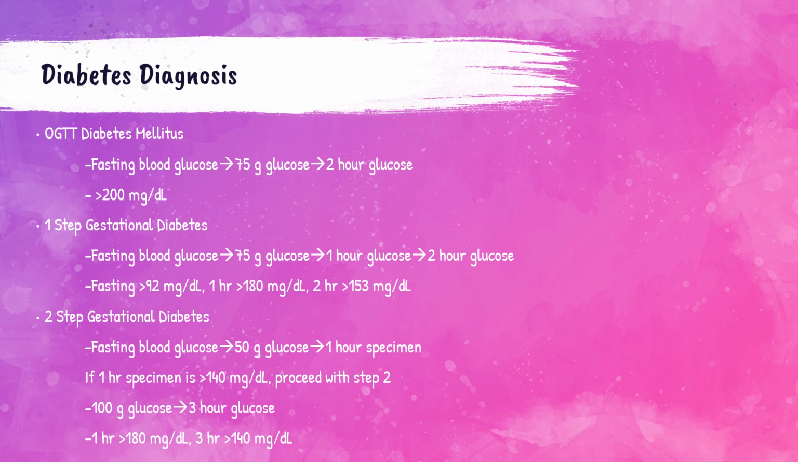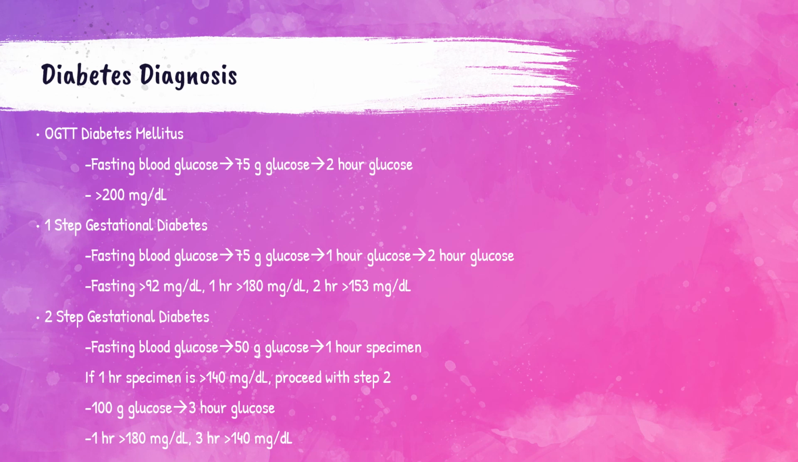There are 1-step gestational diabetes and 2-step gestational diabetes tests. For the 1-step, the patient's fasting blood glucose is taken as a glucose baseline, and they are given a drink that has 75 grams of glucose in it. Then the glucose levels are measured 1 hour and 2 hours after the completion of the drink. In the 1-step test, if fasting blood glucose is greater than 92 milligrams per deciliter, 1-hour glucose is greater than 180 milligrams per deciliter, and 2-hour glucose is greater than 153 milligrams per deciliter, then the patient has diabetes, usually gestational diabetes.